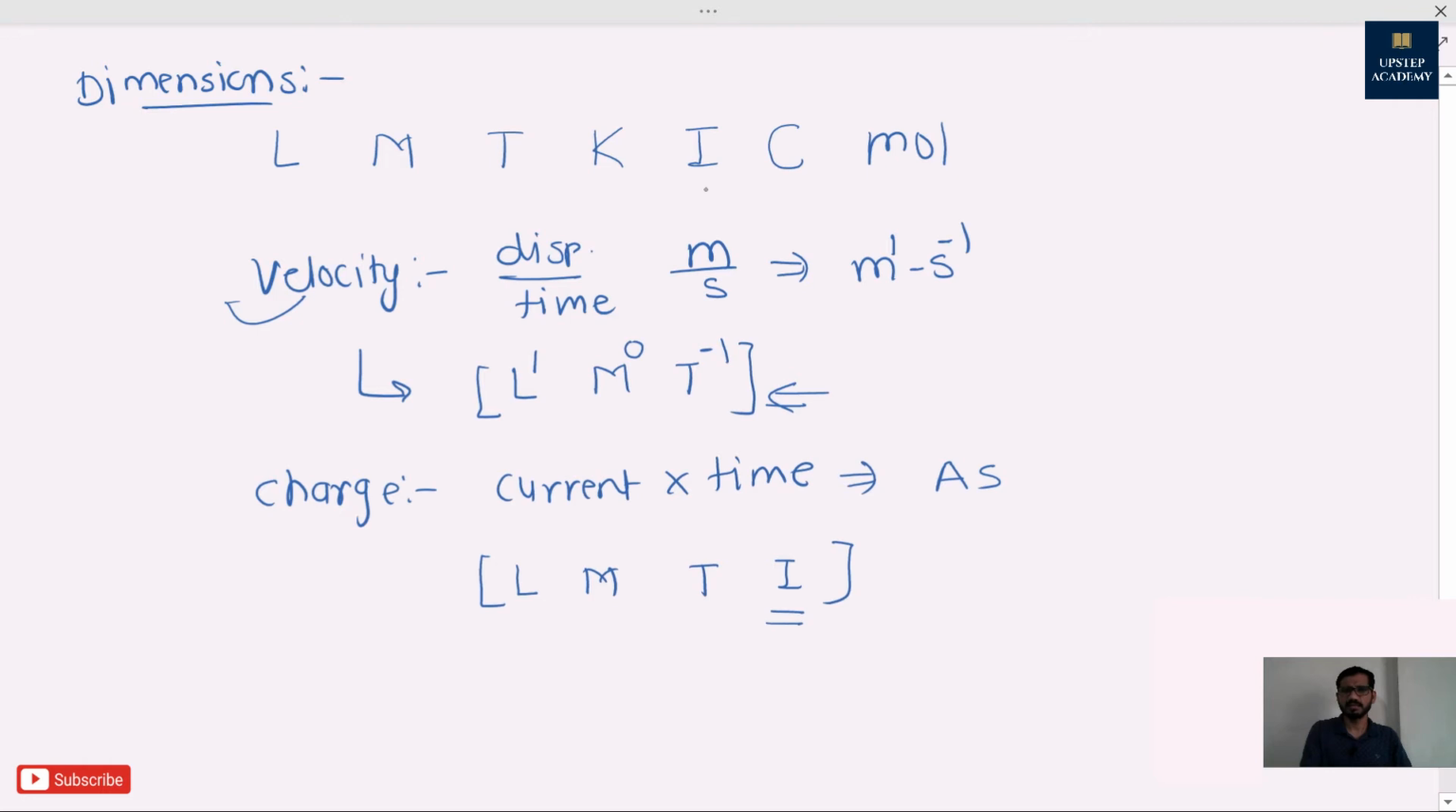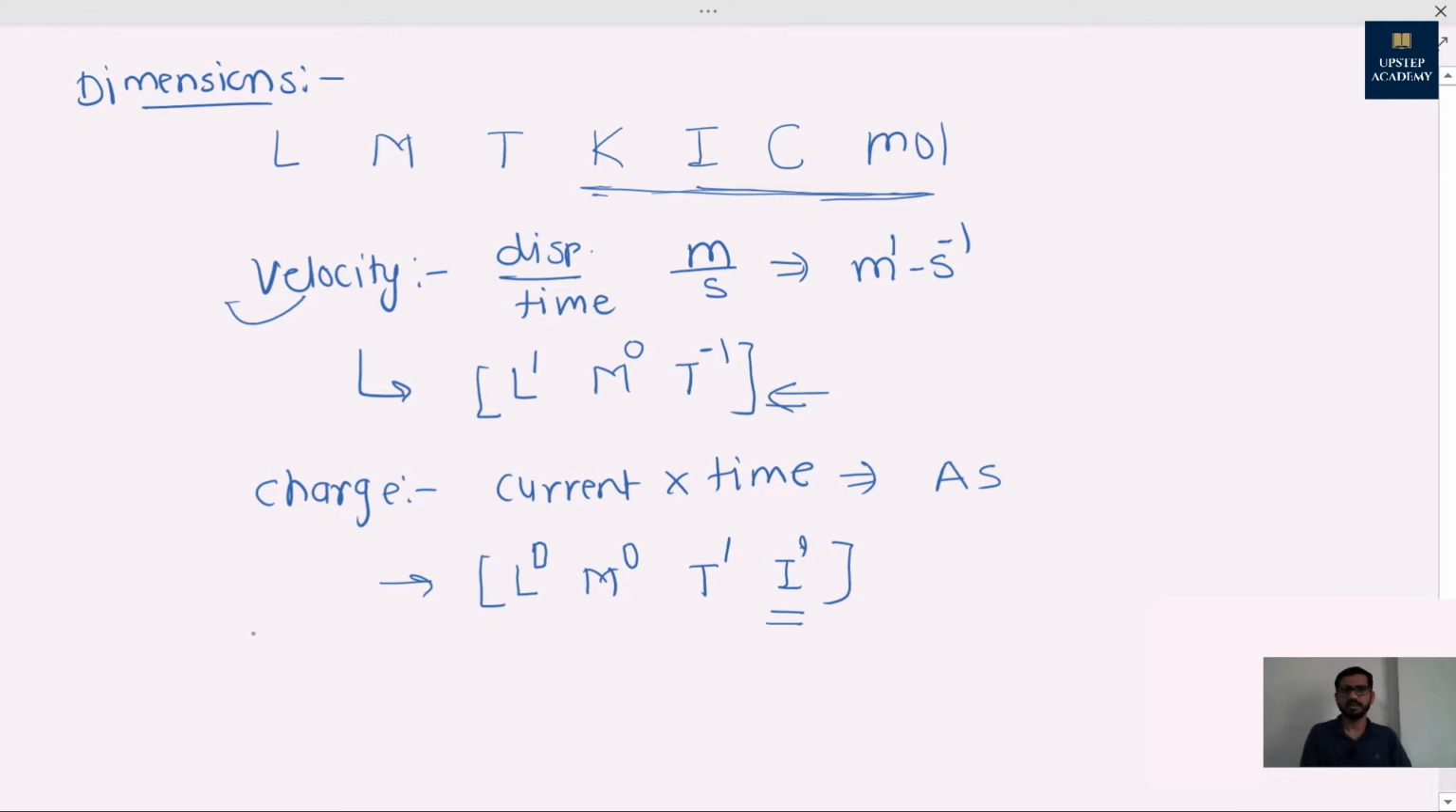Here are the symbols of those quantities which we can take. So what will be the dimensions? As length is not present in the formula of charge, its power is 0. Mass is also not present, therefore the power of mass is also 0. Time is present, so time raised to 1, and current is also present, so current raised to 1. So this is the dimensional formula of charge, or simply we'll call it the dimensions of charge.